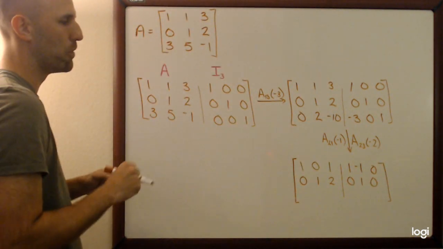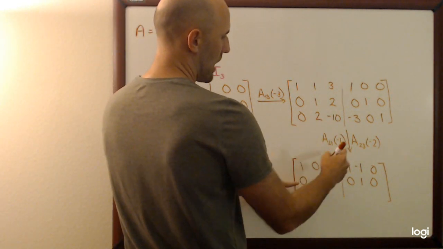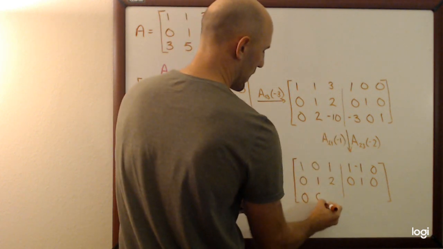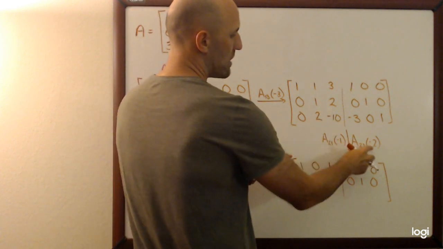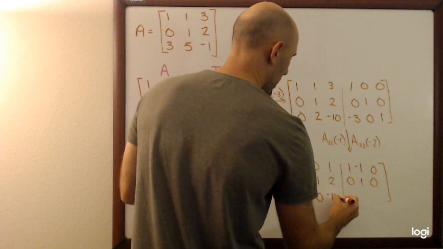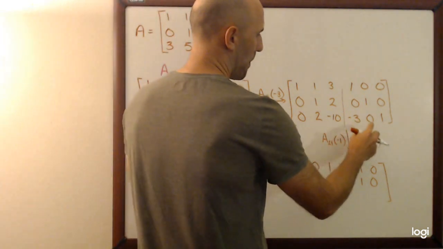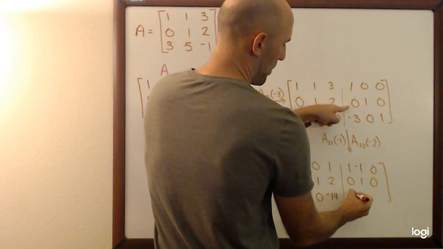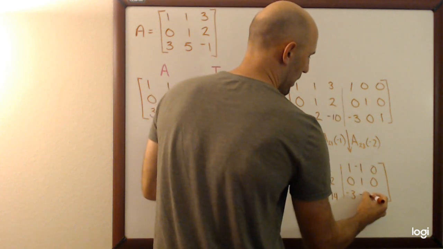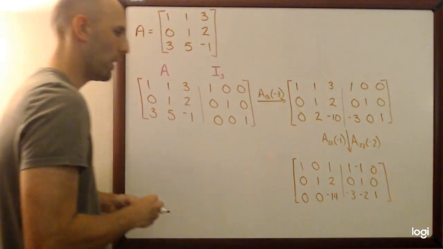All right, how about A2,3, negative 2? Fine. Again, 0 times negative 2 plus 0 is still a 0. 1 times negative 2 plus 2 gives me 0. 2 times negative 2 is negative 4 plus negative 10 is negative 14. Okay, here we go. 0 times negative 2 is 0 plus negative 3 is negative 3. 1 times negative 2 plus 0 is negative 2. And 0 times negative 2 plus 1 leaves me with a 1.